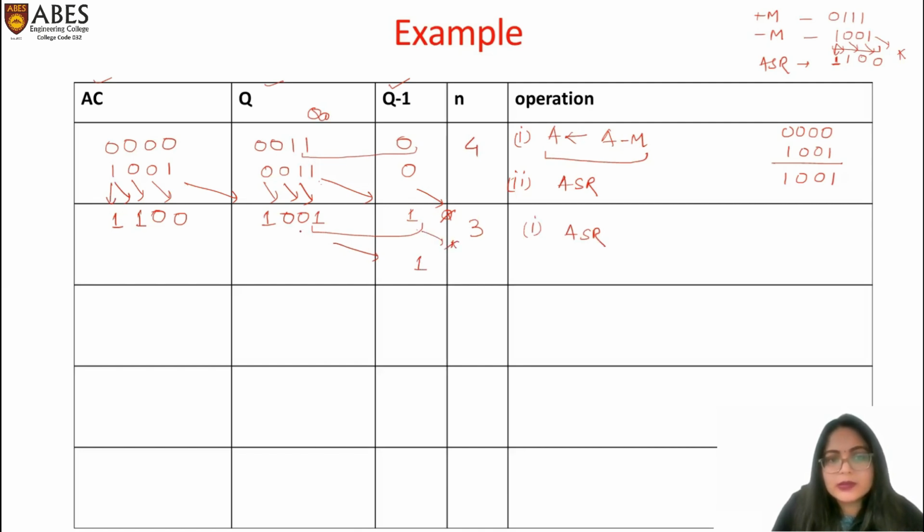Clear? Now this 0 will be at the place of 1. This 0 will be at the place of 0. This 1 will be at the place of 0. And this 0 will be at the place of 1. Clear? Now this 0 will be at the place of 0. The 1 will be at the place of 0. The 1 will be at the place of 1 and MSB will be copied.